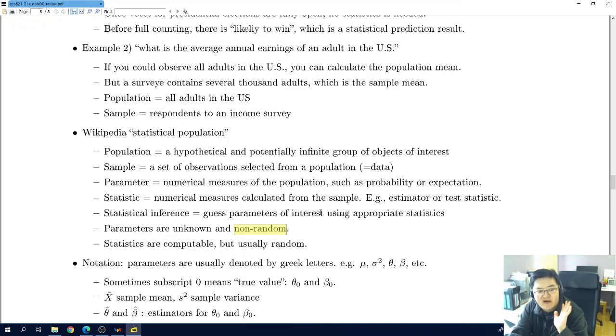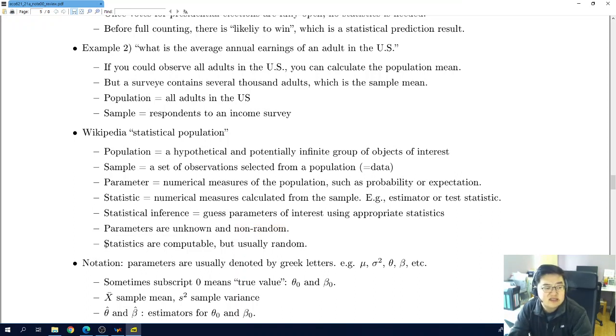By the way, when I say the true answer is non-random, Bayesian statisticians may not agree with that, but as I said before, I'm not going to consider the Bayesian approach here. Not because it is not important, but because it goes too deep. I need to spend a lot of time to explain Bayesian, so please follow the frequentist approach for now.